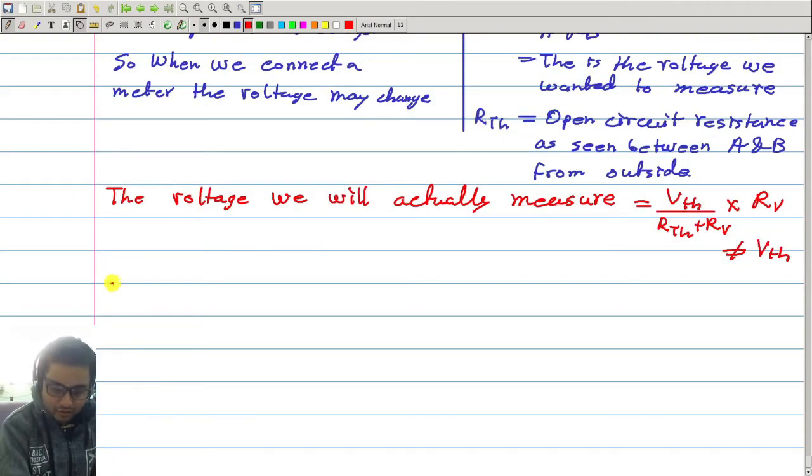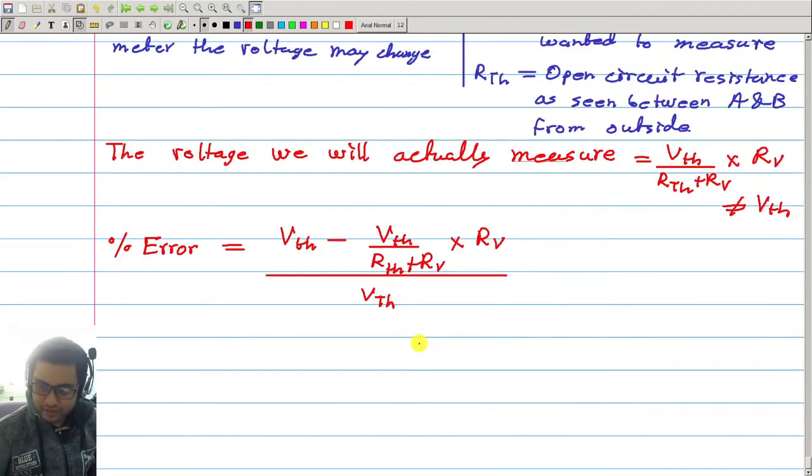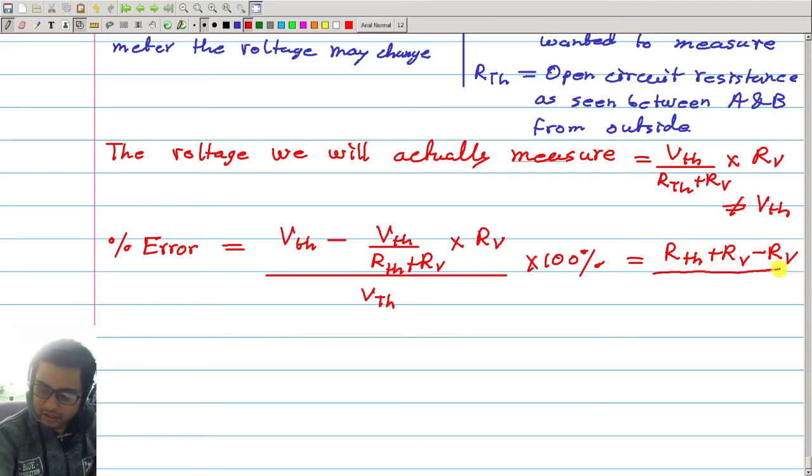So how much is the error? Let us calculate error, percentage error. That will be VTH, actual voltage we wanted to measure, minus the voltage that we are actually measuring, whole divided by the true voltage. Forgive me for using sometimes little t, capital T, it is TH for Thevenin. Into 100%, and then VTH will go away. We will have 1 minus this quantity, so that is RTH plus RV minus RV divided by RTH plus RV. Am I correct? RTH plus RV minus RV, yes, I hope.